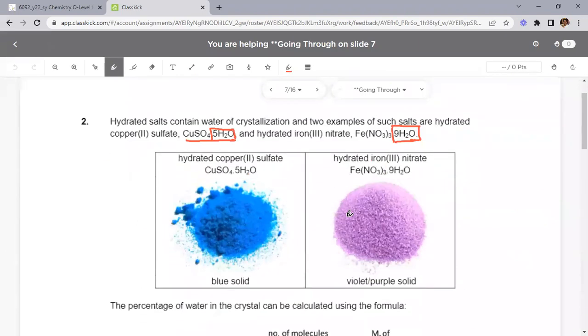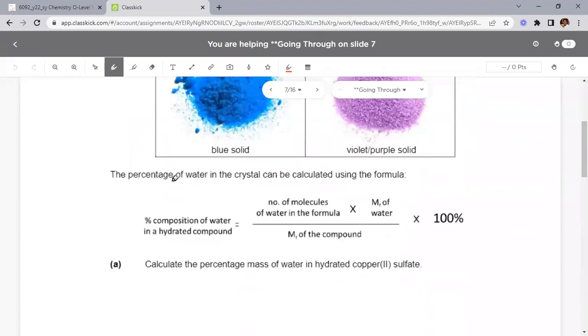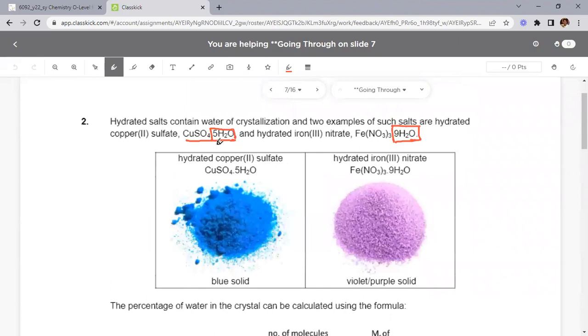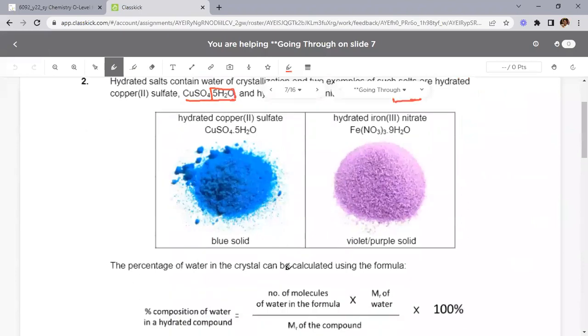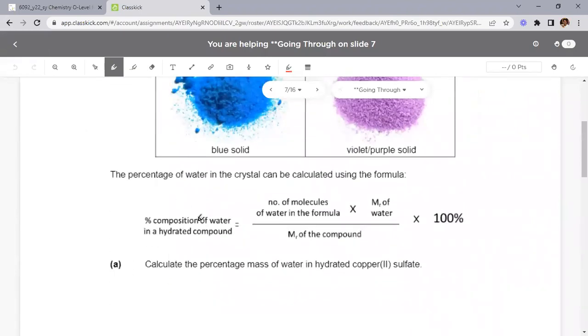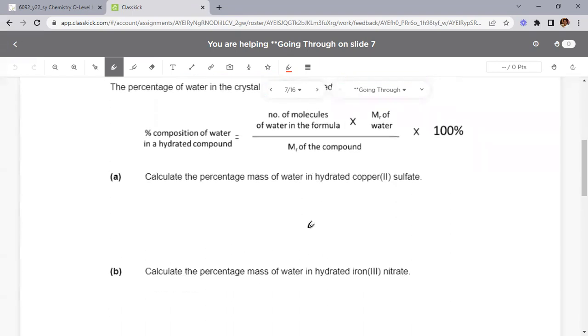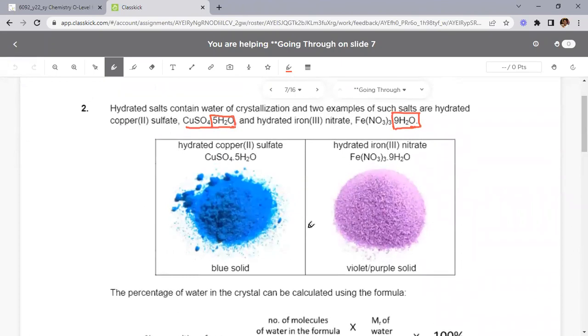Okay, so hydration, water of crystallization. There are questions that may ask you to find the percentage of water in the crystals. So we're going to look at what we call the percentage of water in the hydrated compound. Realize the formula looks the same. Instead of the atoms of a particular element, we're looking at the number of molecules of water multiplied by the mass of water. So find the percentage of water in hydrated copper 2 sulfate, which you can see over here.